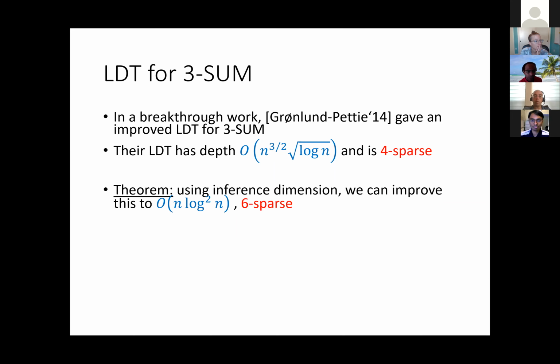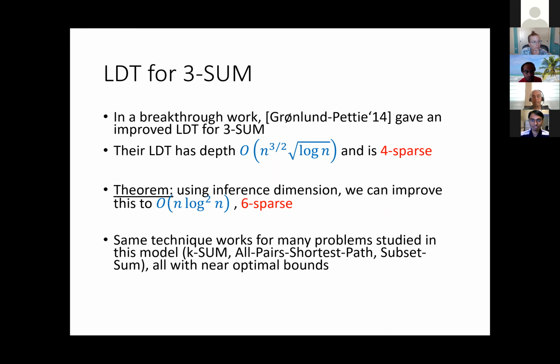And what I want to show you now is that using this inference dimension framework, we can improve this to near linear. So up to polylog terms, we get to near linear time complexity, and we need slightly more general queries, 6-sparse and not 4-sparse. Okay, but still constant sparsity. And in fact, there is nothing special about 3-sum. The same technique would work for many problems in fine-grained complexity that people studied in this model, like k-sum, all-pairs shortest path, and so on. And for all of them, we get basically the optimal bounds up to maybe log or log squared factors.